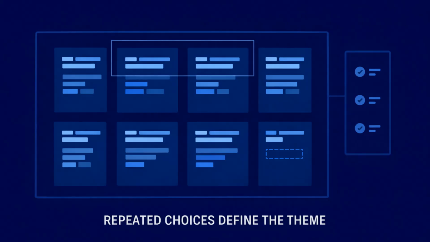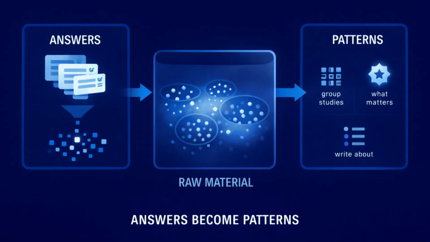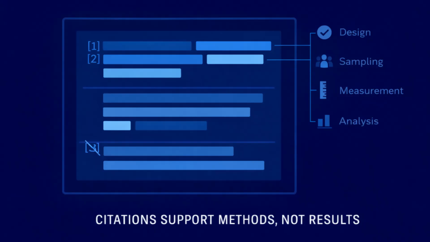You also need to be able to answer the same basic questions about each study in the theme. You need to know what method was used, who the participants were, where the study took place, and what kind of evidence was collected. These answers are not just notes. They are the raw material that allows you to see patterns, group studies, and decide what matters enough to write about.